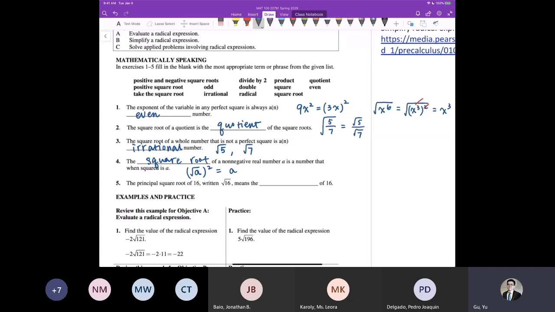Number 5, the principal square root of 16 written as square root of 16 means the blank of 16. As you can see, the way they wrote it, square root of 16, there is no sign in front of it, meaning that we will take the positive square root. Any question about number 1 to number 5?